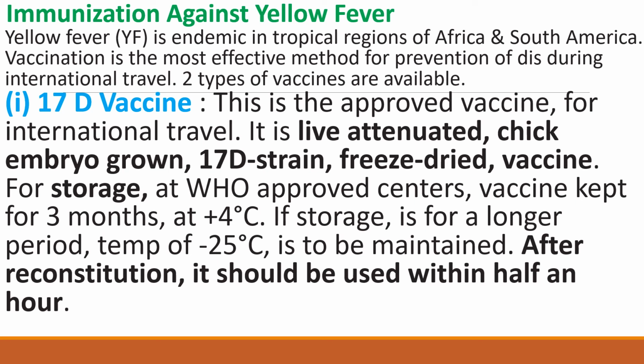The 17D vaccine is a live attenuated, chick embryo grown 17D strain freeze-dried vaccine, stored at WHO approved centers. Vaccine is kept for 3 months at plus 4 degrees centigrade. If storage is for a longer period, a temperature of minus 25 degrees centigrade is to be maintained. After reconstitution, it should be used within half an hour.